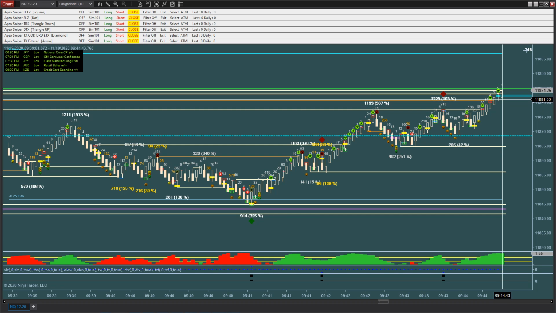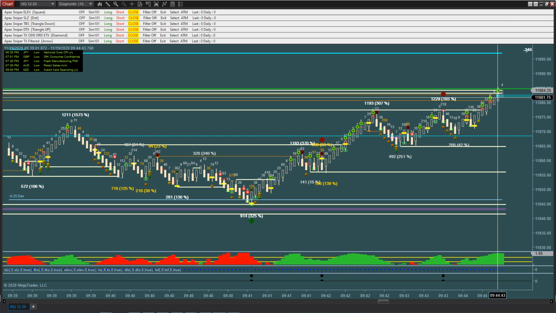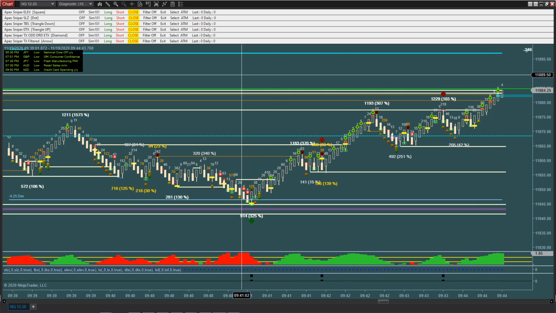This might have a TX on it. This might have an ETX on it. This might have a whatever on it. This might be an elevator. Do I care? No, because what am I thinking in my head? Bars are going up, bars are going up, bars are going up. Okay, now a bar closed down. I'm thinking in my head, if a bar closes up, if it's a potential trade setup, am I going to take it? Would I take it? Why not?